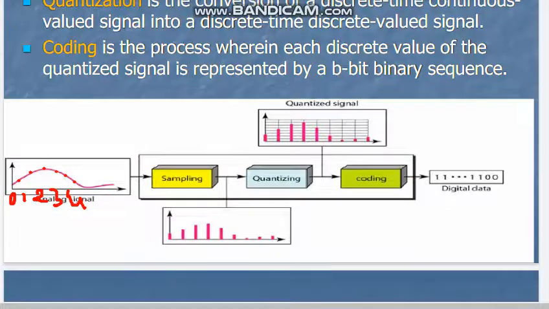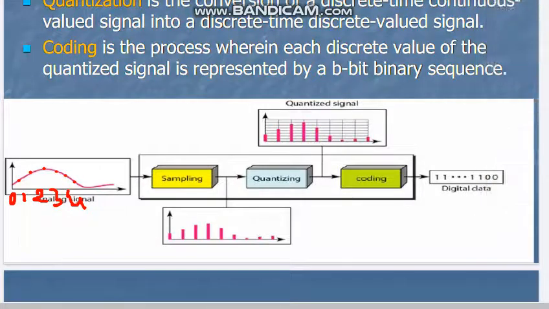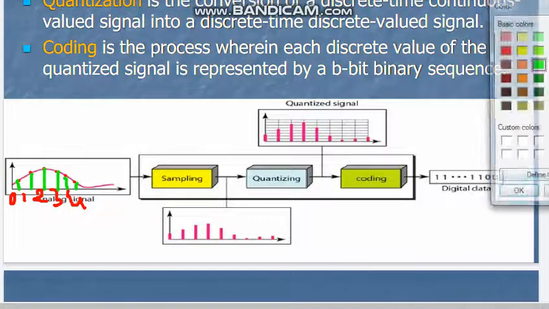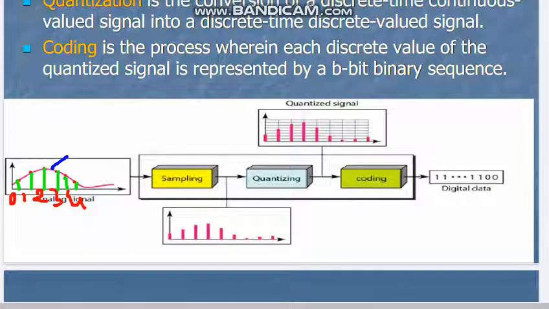Then you can find the value at each position. So you're just taking these values, but omitting the other values in between. These other values are neglected.